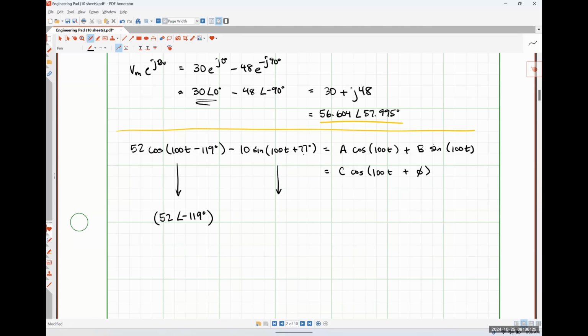What about this 10 sine 100t plus 77? A moment ago, we converted it into a cosine function first. So that would be 10 cosine 100t minus 13 degrees, if my mental math is correct. What would that look like as a polar form complex number? 10 angle negative 13, and then I'll put a minus sign there. So throw this into your calculator and give me the answer in both polar form and rectangular form.